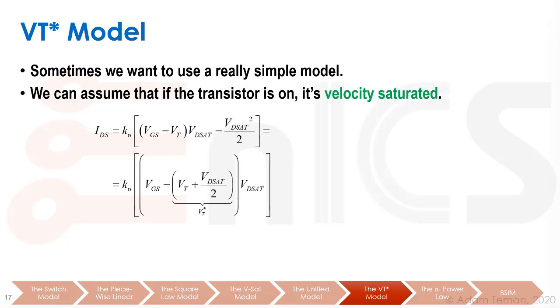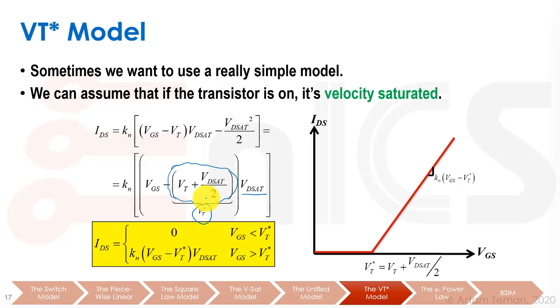And then what we can do is rewrite our expression for the velocity saturation a bit. So we had our IDS, and I'm just going to move things around a little bit here, equals K times VGS minus VT times VDSAT minus half VDSAT squared. Let's take our VDSAT and just bring it out of the expression. So we can take VDSAT out of the parenthesis, and we get K times VGS minus VT plus VDSAT over 2, times VDSAT. Well, let's just take this factor over here, and we'll call it VT star. It's a new type of threshold voltage. Instead of just VGS minus VT, it's VGS minus VT plus a little bit, VDSAT over 2. But we'll give it a name, VT star.